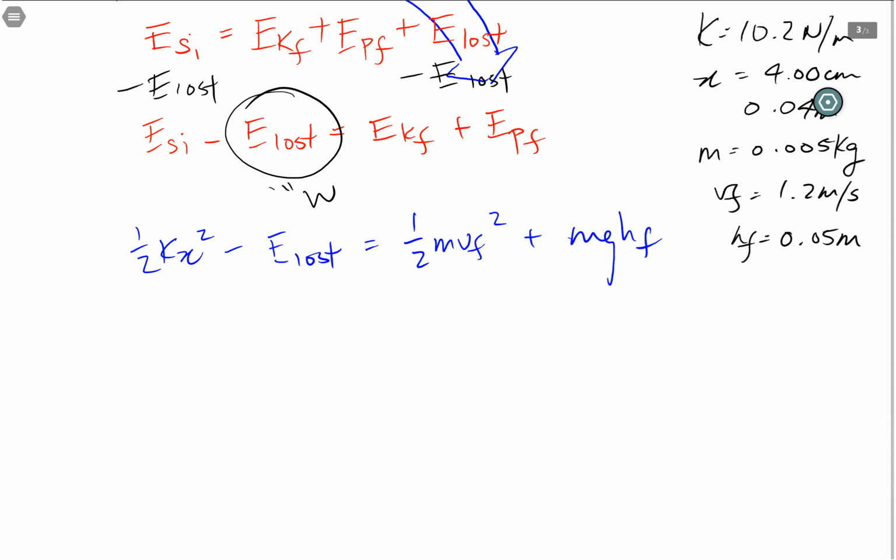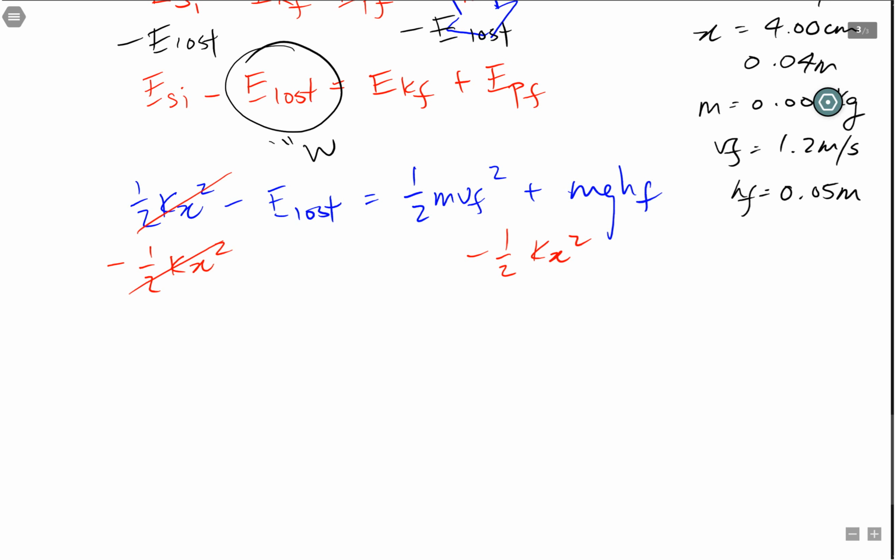Now what I need to do is just put every number in my equation, that's it, and find E lost. This part should be very easy. Forming the equation would be the hardest part. Well, let's solve for E lost. I am going to put E lost on one side of the equation. This is just doing the math. Okay, so I'm moving this term to the other side. I'm left with negative E lost equals 1/2 mv final squared plus mgh final minus 1/2 kx squared.